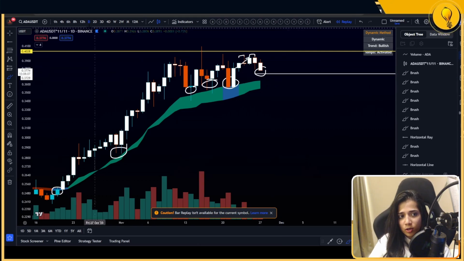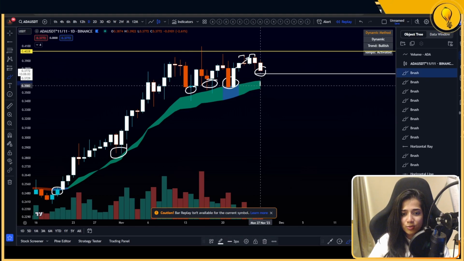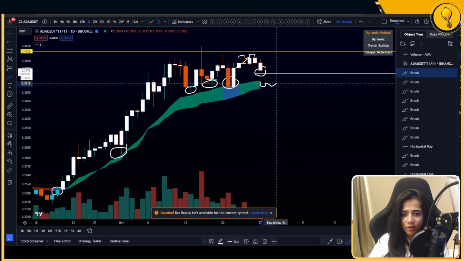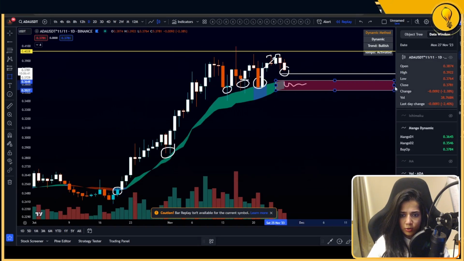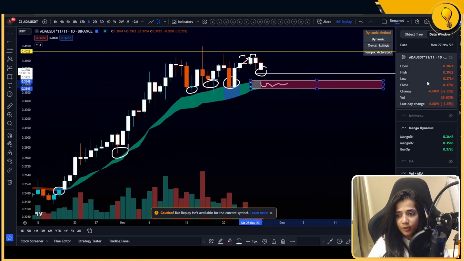However, if we start closing candles underneath that 12-hour level right here, and it appears that that's what price wants to do, I will be looking towards that next region of support, which only comes in right here. So this is the dynamic zone. This is going to be that next bid zone. That trade is going to be a very, very easy one to manage.